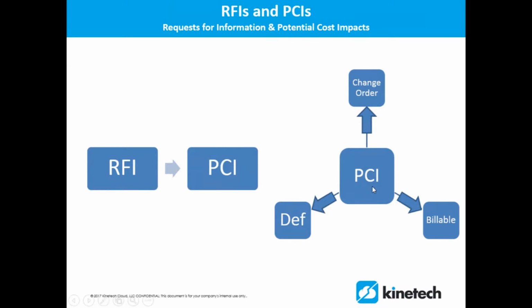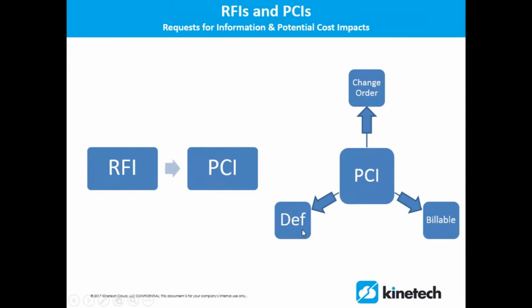A potential cost impact can also be converted into a deficiency. So let me take a moment and back up here. So a PCI can be started out from a request for information, or it can also be created on a one-off basis. So if you're on the job site or someone's on the job site and notices some scratched tiles that will need to be replaced, they can start it out as a potential cost impact. And then once you figure out how you're going to handle that situation, you can convert that potential cost impact into whatever you need from there.